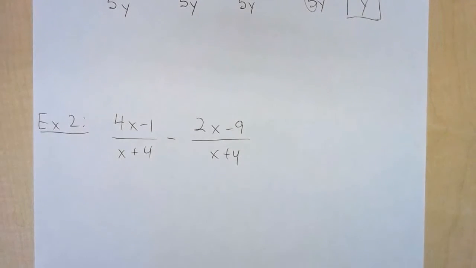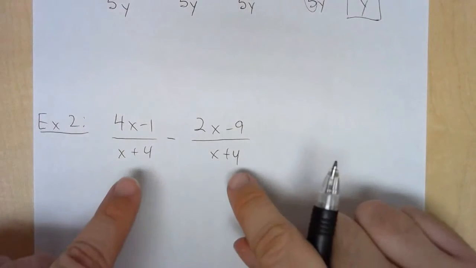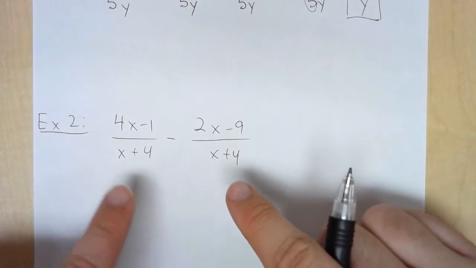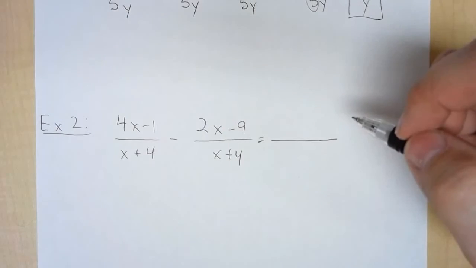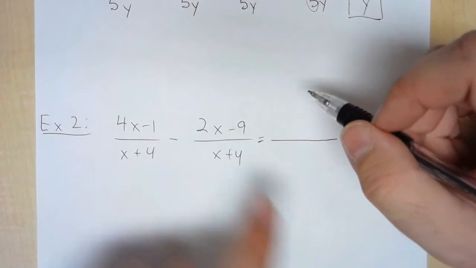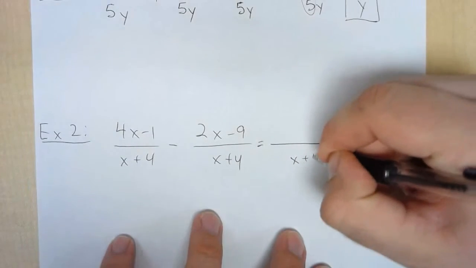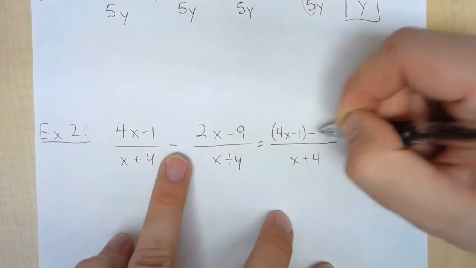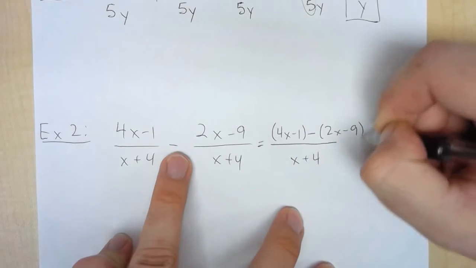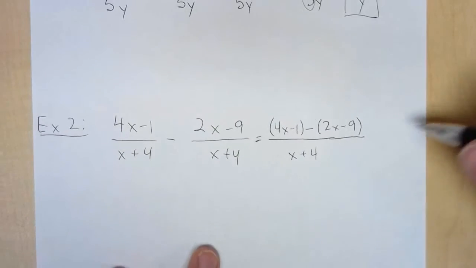Okay, looks like our second example. So we're going to check again to see if we have a common denominator or not. It looks like x plus 4 is the same denominator for both parts of them. So we're going to add 4x minus 1 minus 2x minus 9. So let's keep our x plus 4 denominator. We're going to take 4x minus 1 minus our 2x minus 9. And then if we can simplify, let's simplify.